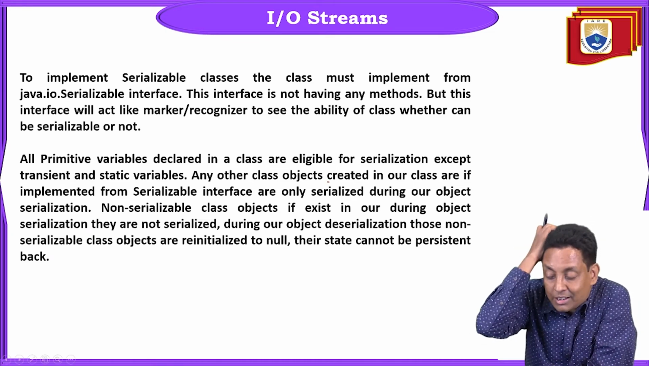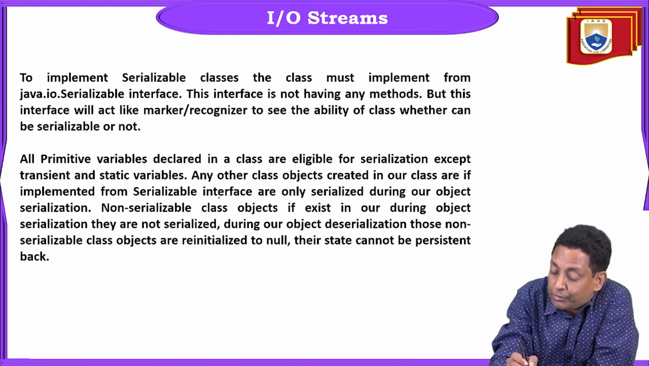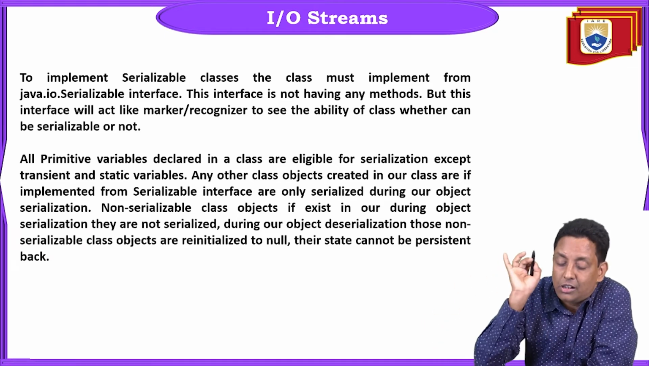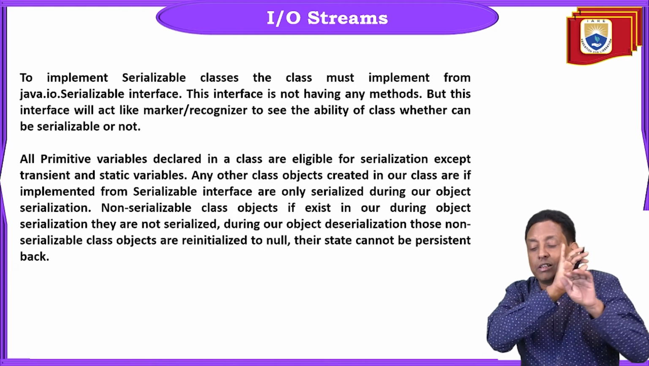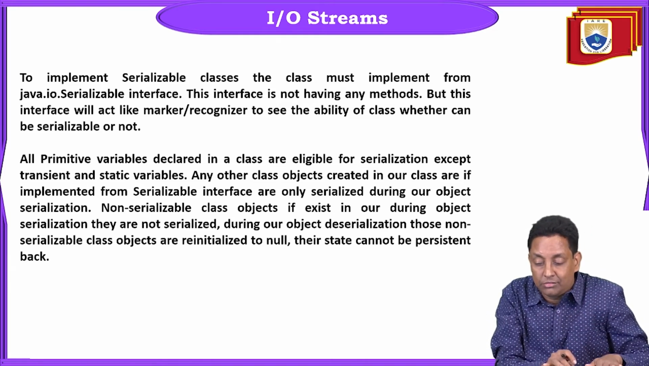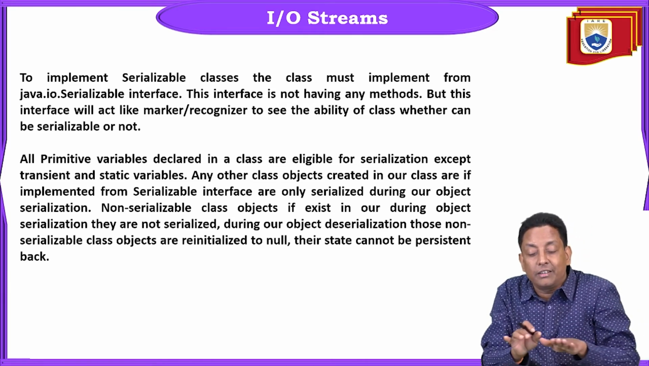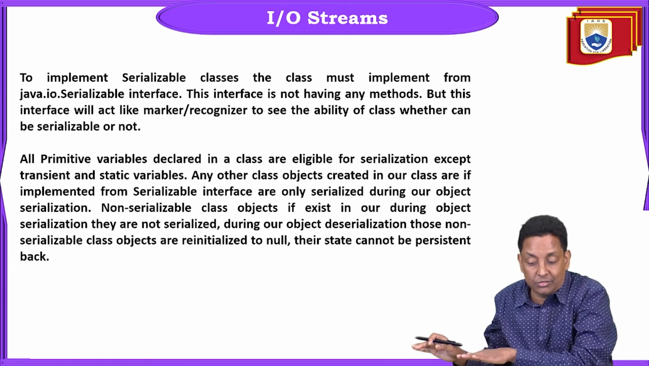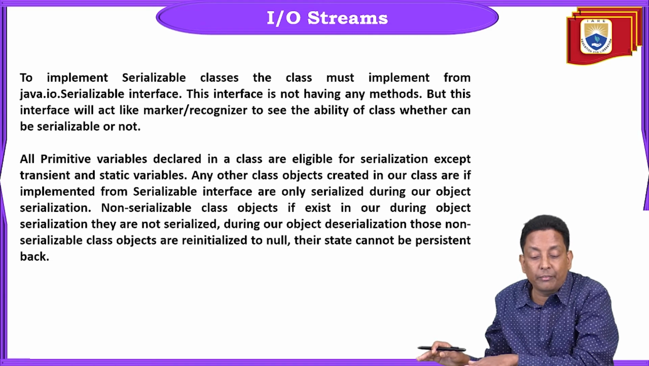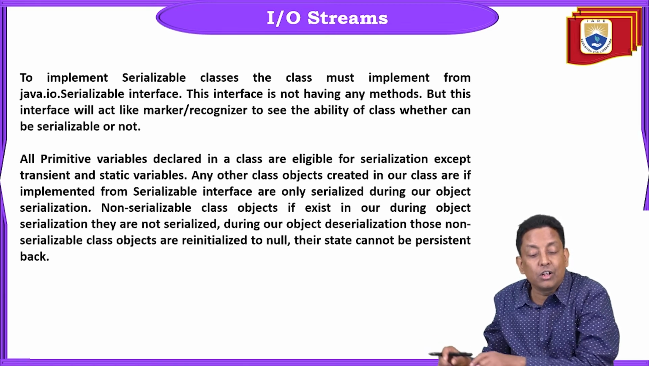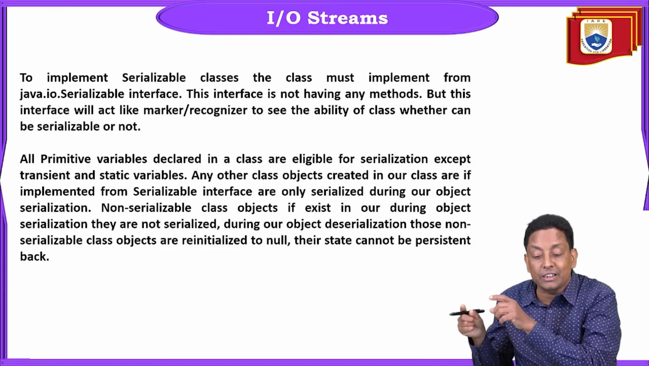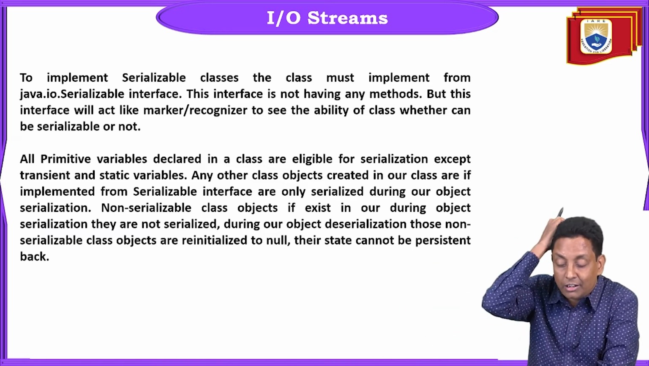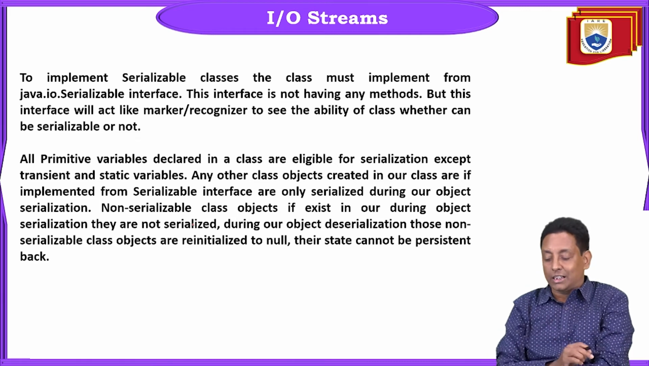Any other class objects created in our class, if implemented from the Serializable interface, are only then serialized during our object serialization. Non-serializable class objects, if they exist during object serialization, are not serialized. During our object deserialization, those non-serializable objects are reinitialized to null. Their state cannot be persistent. Forget about deserialization; during that process, we will get a not serializable exception.